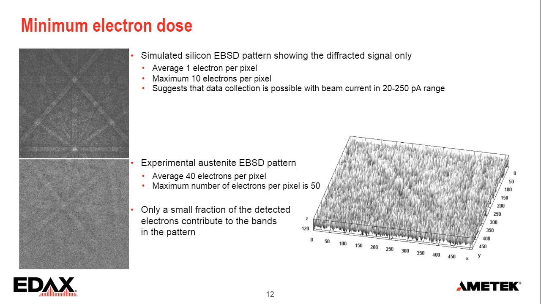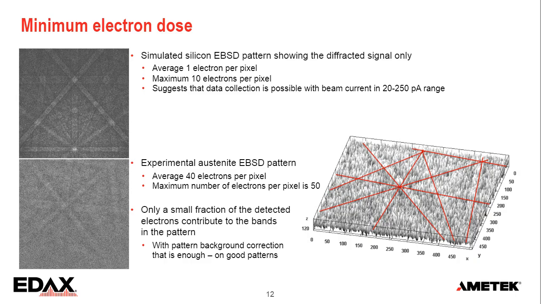If you look at a three-dimensional plot of the image here on the lower left, you can just see a very noisy display, but you can recognize the bands over there. And again, that is very recognizable. So this is enough information to get reliable indexing, but it requires good patterns.